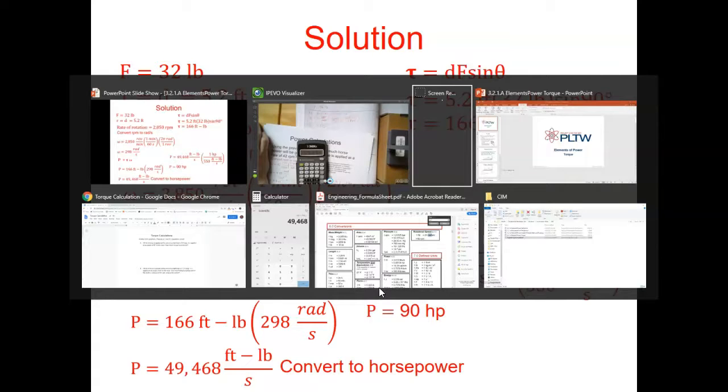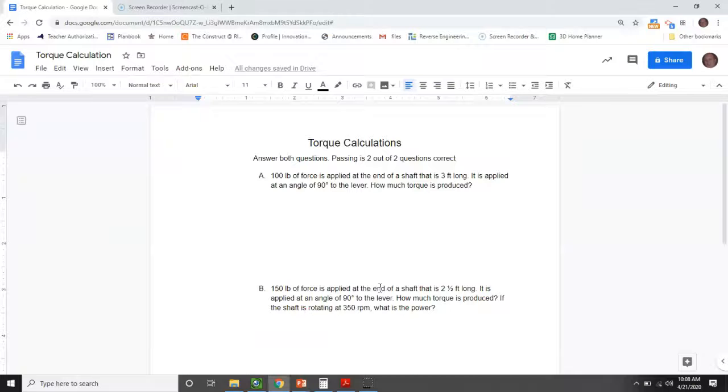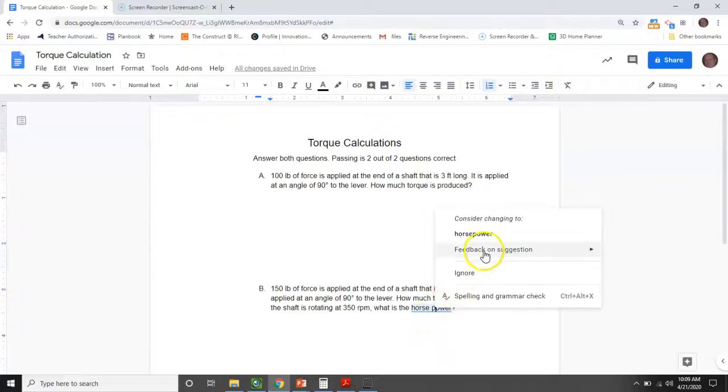And right now I'm looking to get back to, I found it. Here we go. These are the torque calculations. You have to get 2 out of 2 correct on this. I hope this won't cause you a lot of duress. Just follow the steps that I showed you, and you should be fine. The first problem is just asking for torque. It's not asking for anything more. And the second one is asking for horsepower. I'll type the word horsepower in here right now so that you remember to do this as horsepower. Whoops. I guess it's one word.